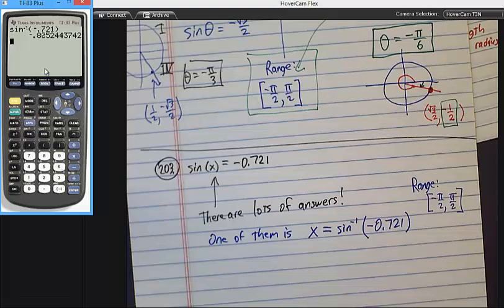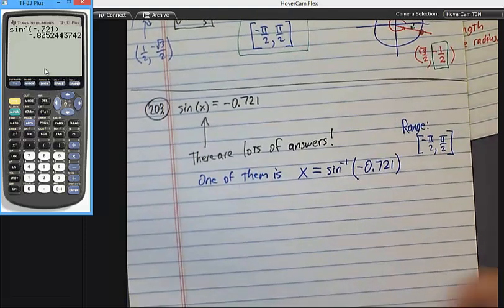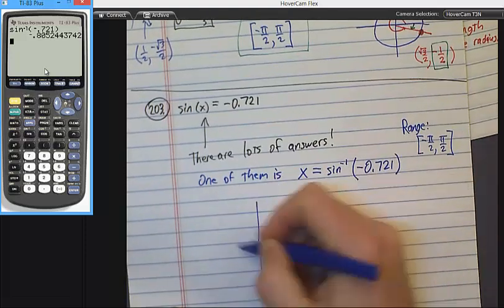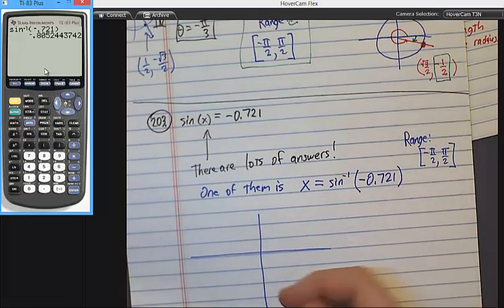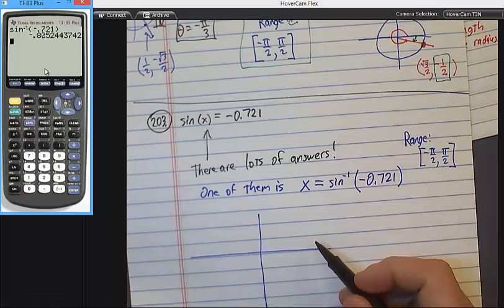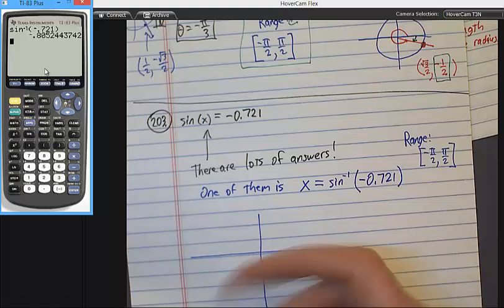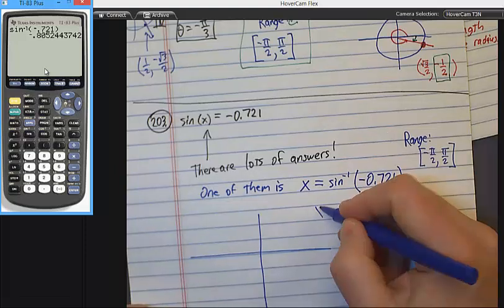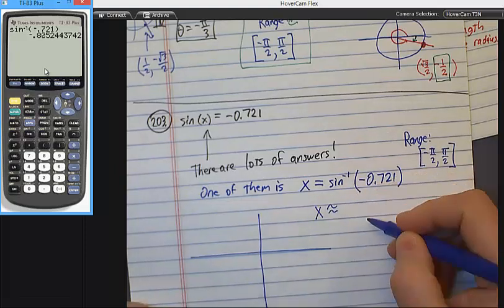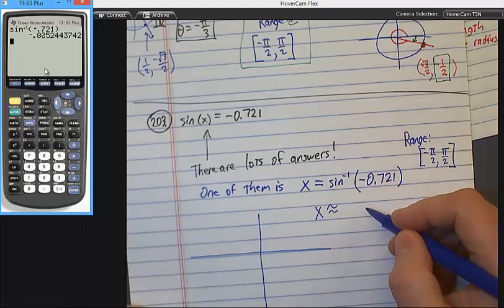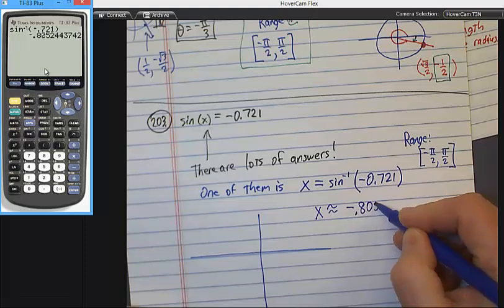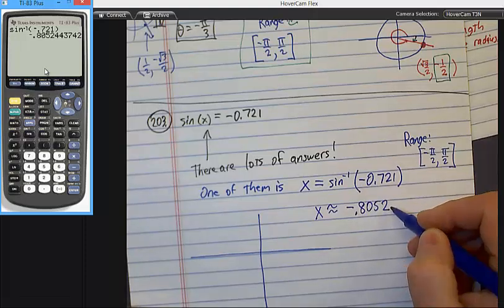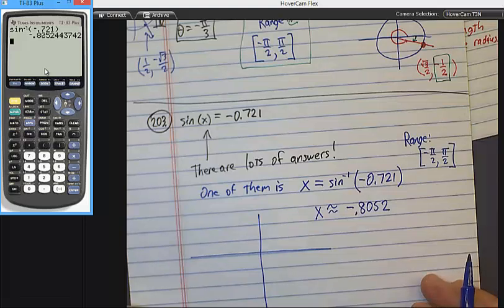All right. So far, let's draw a picture of what's going on. It's funny how often that's what I tell you to do. Okay. We found an answer. One of the answers is x is approximately, and they said 4 decimal places, right? Negative 0.8052 radians. All right?